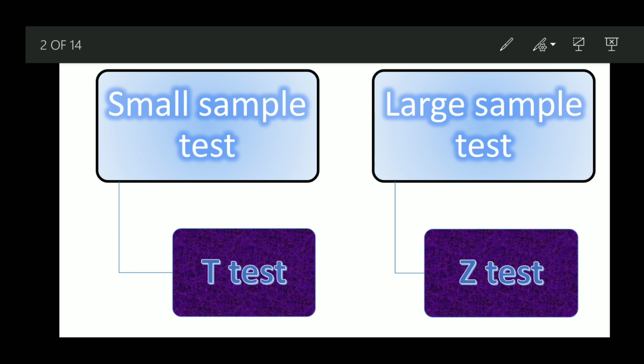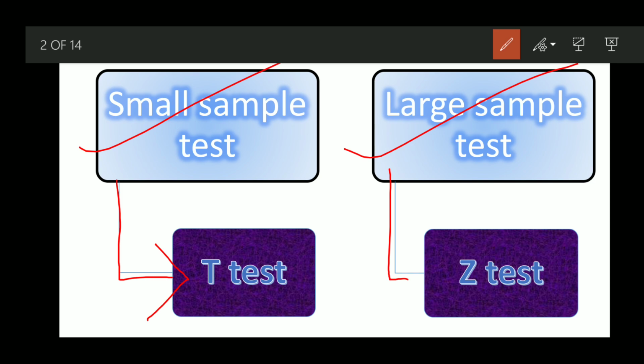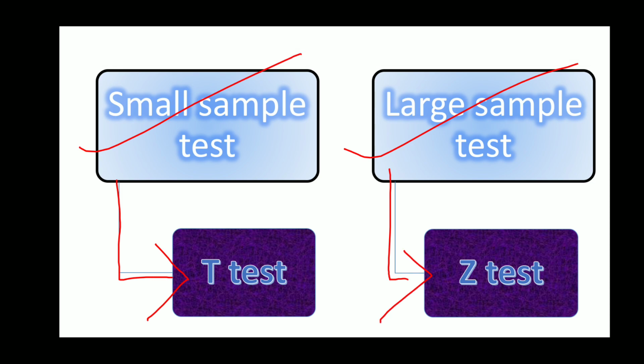Okay, first of all we should know small sample test and large sample test. These two tests are very common, and whenever I say small sample test, that means we are indicating T test, and large sample test means Z test. Okay, that you need to keep in your mind. So before that we should know what is a small sample and what is a large sample.